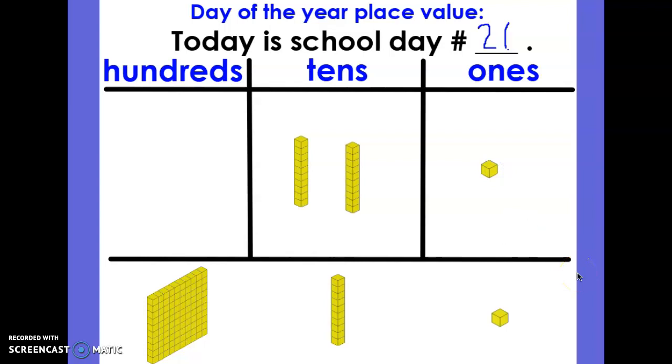All right, guys, so that's how we represent 21 with our base 10 blocks. We have 2 tens and 1, 1.